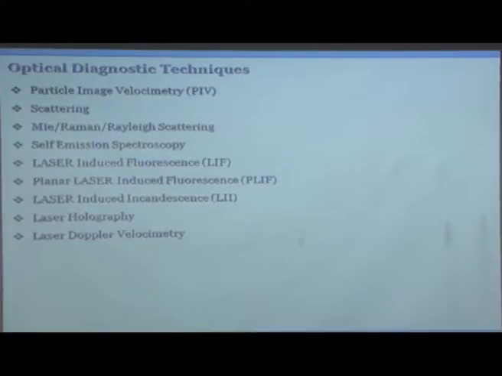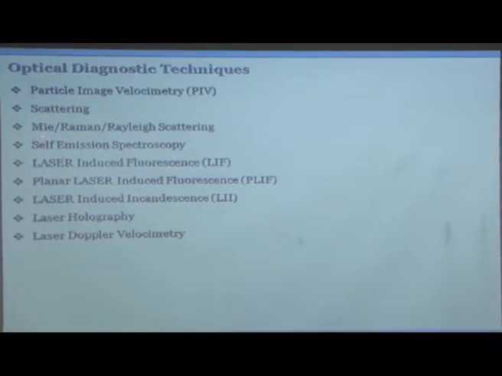Now, I told you that there are a host of techniques that you can employ once you have full optical access. What are those techniques? There are many techniques, I will just name them and then we will study them one by one in this lecture and in the next lecture. First and very important technique is called particle imaging velocimetry. There is a second technique which is called scattering, basically it is like imaging.